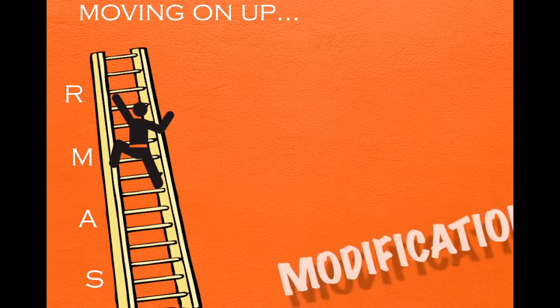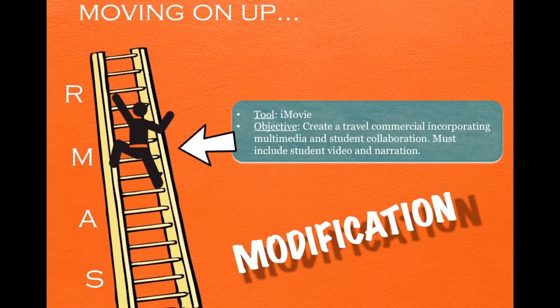Moving up to modification, the teacher would need to enhance the project, activity, or lesson. However, the outcome would remain the same. In this case, the teacher could alter the assignment so that the students are required to use iMovie as the tool to create a travel commercial incorporating multimedia and student collaboration. The students must use video they create themselves as well as multimedia they find through research to promote their location. Although iMovie is truly taking the lesson to another level, it is still the same outcome of presenting information.